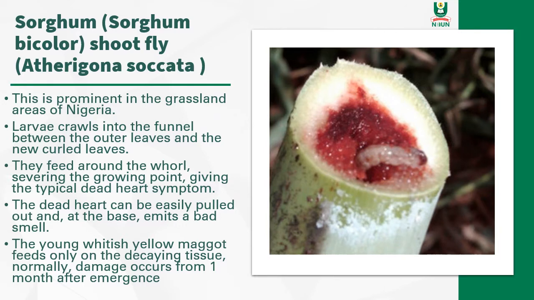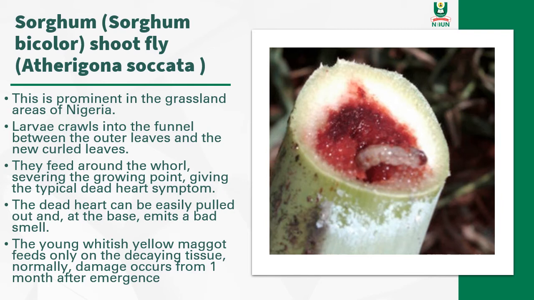Another pest of cereals we'll be talking about is the sorghum shoot fly. It is prominent in the grassland areas of Nigeria. As you can see in this picture, you can see it coming out of the stem of this sorghum plant. The larvae is the one that is of importance here. It crawls into the funnel between the outer leaves and the newly curled leaves. They feed around the growing point, and they eat the heart of the plant.